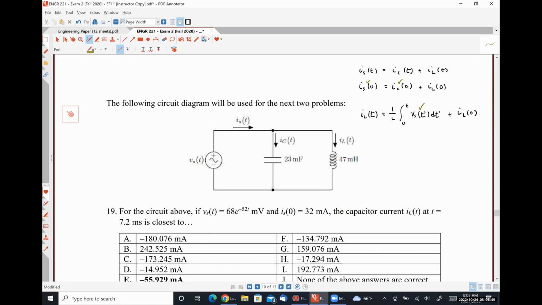So if you were struggling with 19, Ic is C dVs by dt, and from this Ic of 0 is C dVs by dt evaluated at 0. And then it's the same thing as homework 12, problem 5.